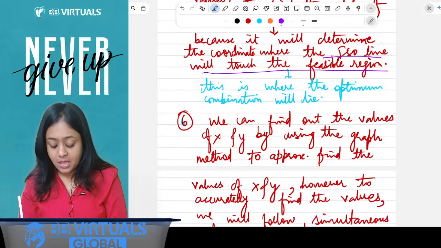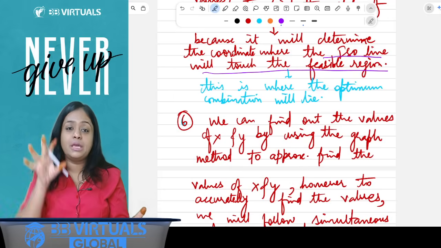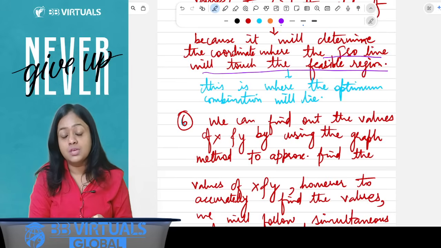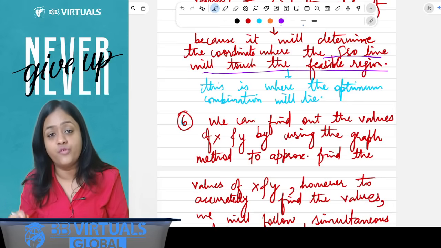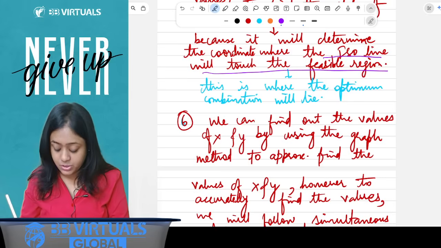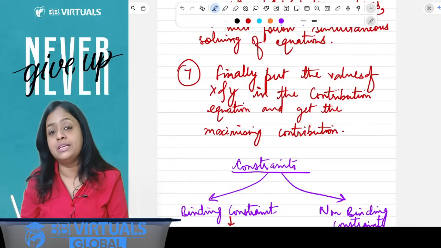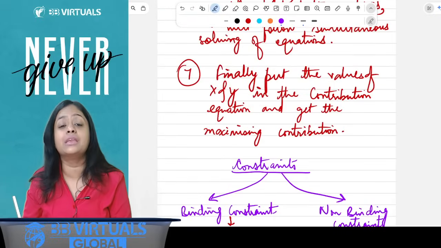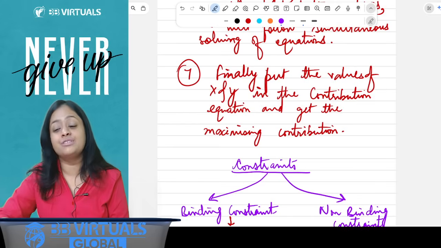Step 6, find out the values of x and y either by using the graph method if you just have to get the approximate values for your MCQs, and for section E and section C, and otherwise also we can follow the simultaneous equation solving method as well. Finally, step 7, when you put these values in the objective function and get the maximized contribution. Now let's go on to the next topic.